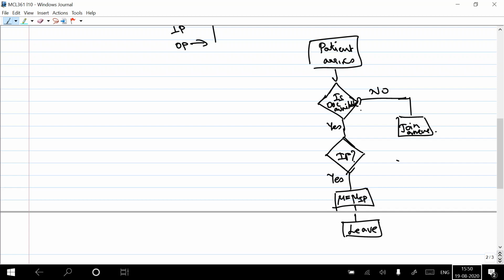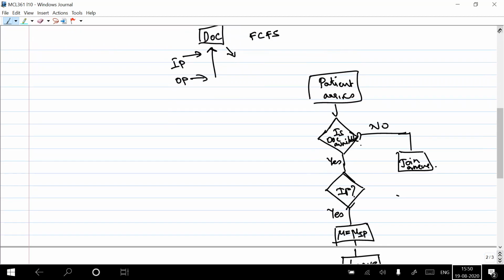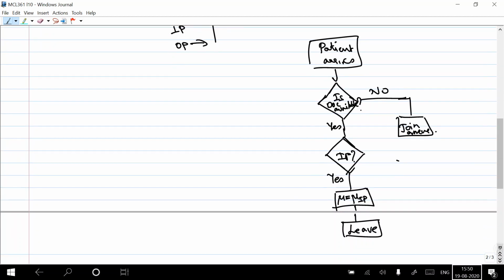But this is a very rough example of what the conceptual model would look like for the doctor and patient simulation that I showed you in Python, where you have a single doctor and two types of patients. So this is an example of a flowchart, right? It's not necessary that the conceptual model always has to be in the form of a flowchart. It can be in the form of, for example, an algorithm also.